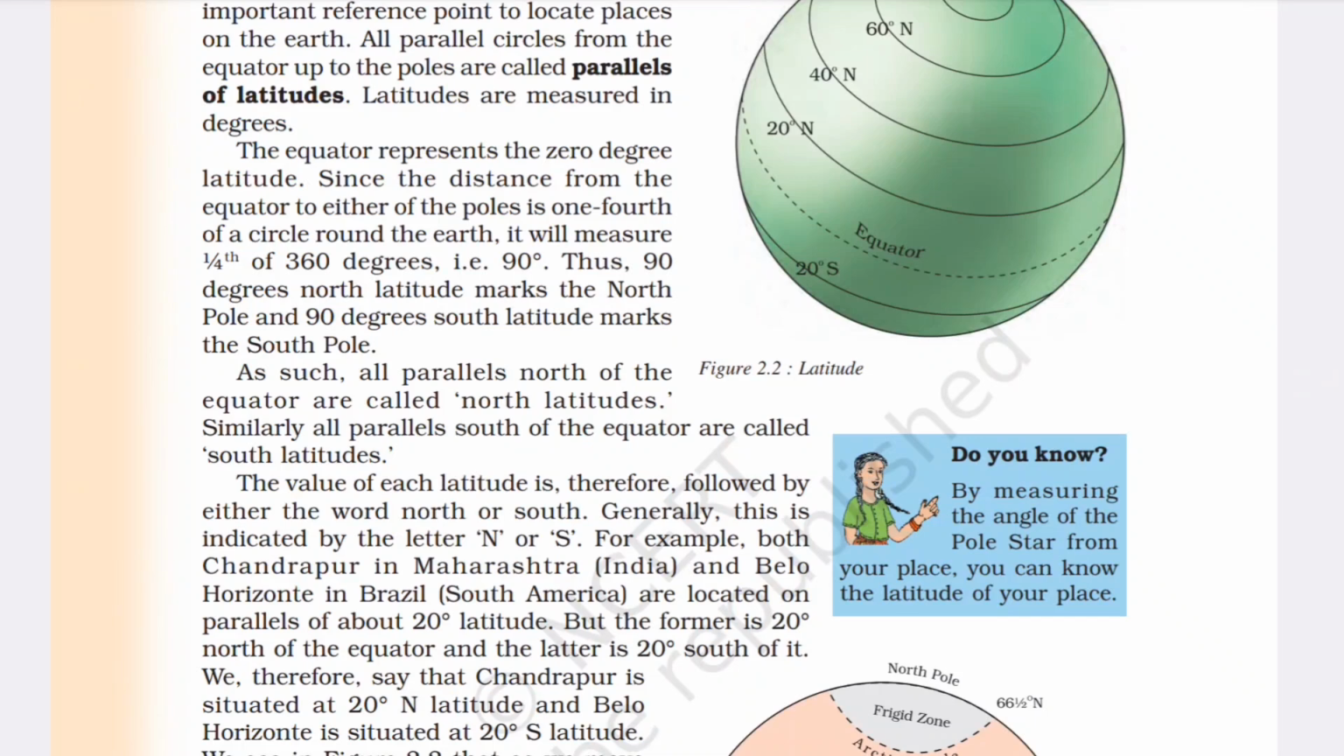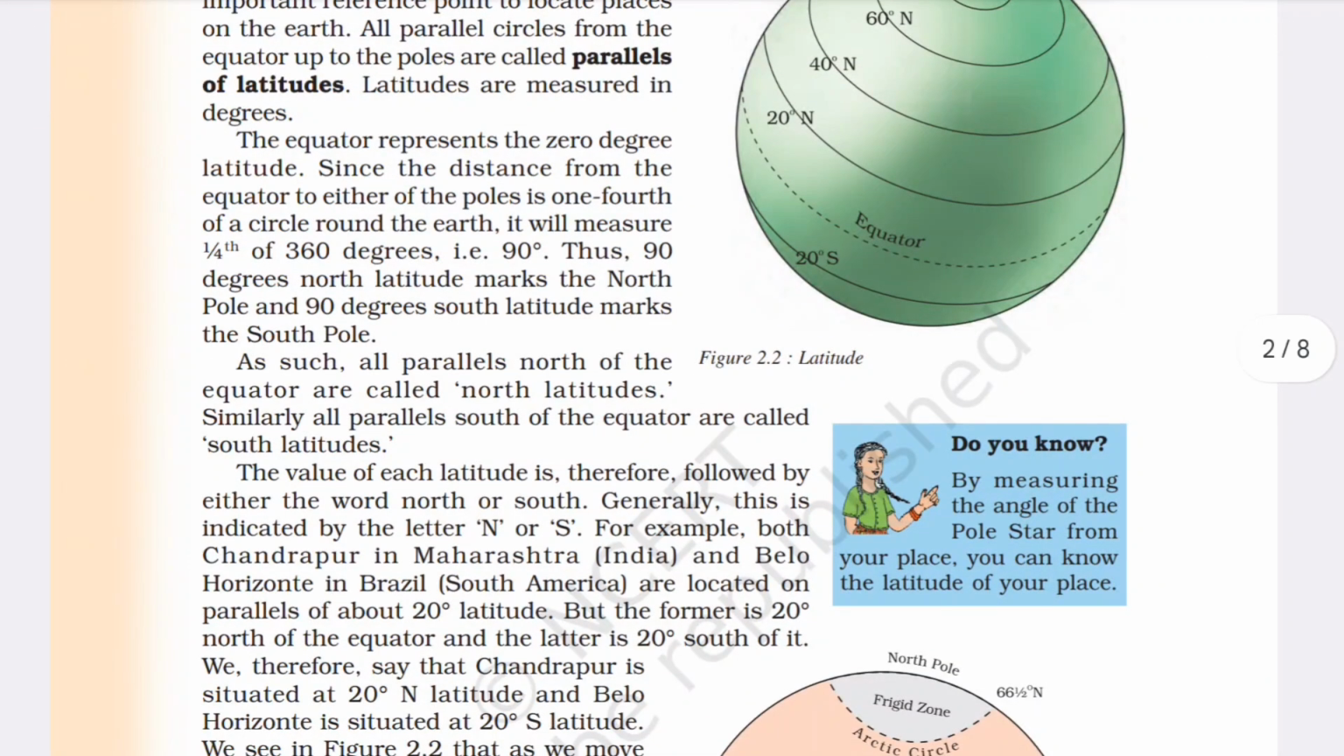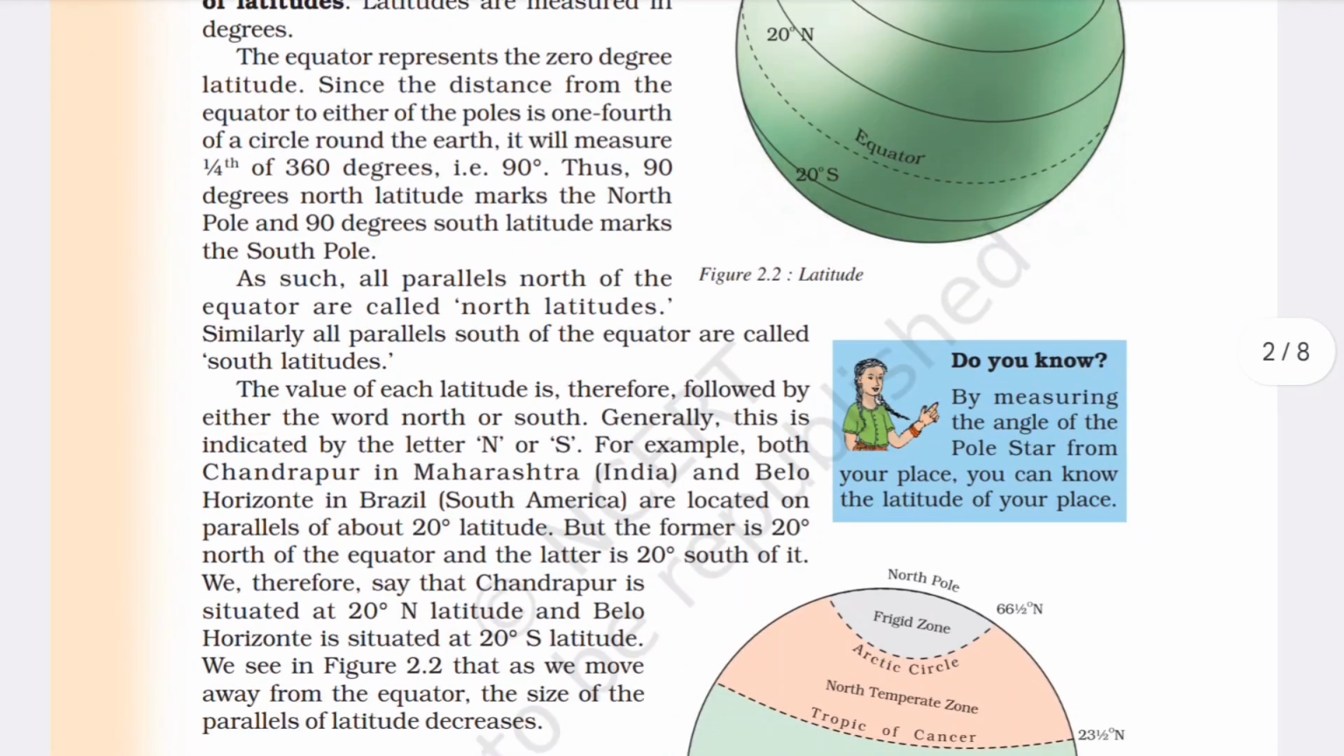As such, all parallels north of the equator are called north latitude. Similarly, all parallels south of the equator are called south latitude. The value of each latitude is therefore followed by either the word north or south. Generally, this is indicated by the letter N or S.